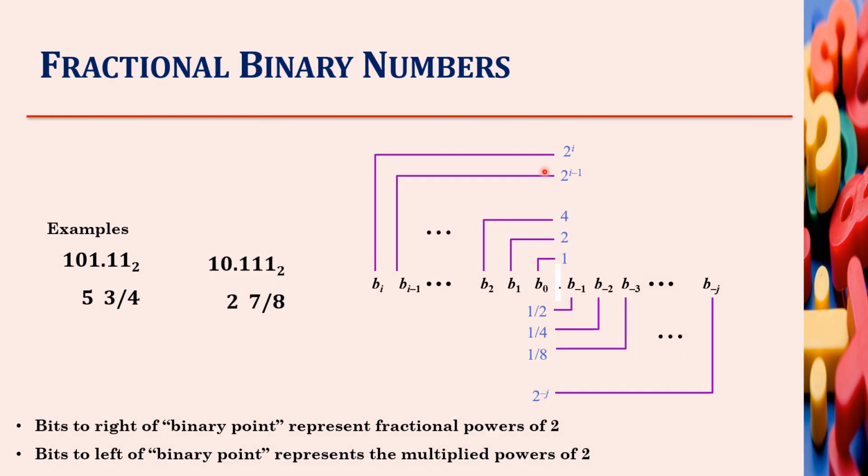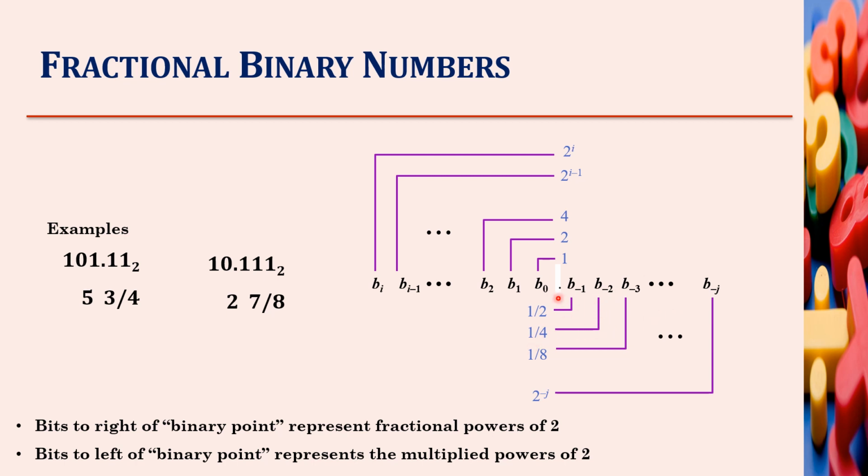When we look into a fractional binary number or a binary floating point number, the radix point is the binary point, right? The bits to the left of this binary point represent the positive powers of 2. So this b0 represents the 2 power 0 position, b1 is 2 power 1, b2 is 2 power 2, right? And the bits to the right of this binary point represent the fractional powers of 2. b minus 1 represents the bit into 1 by 2, b minus 2 represents the bit into 1 by 4.